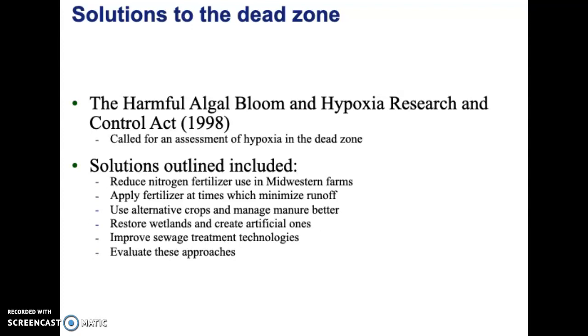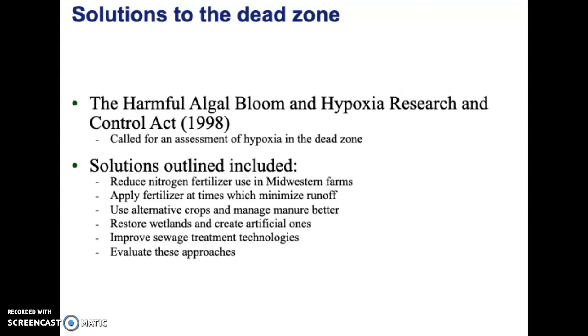Algae Bloom Control Act include reducing nitrogen fertilizer use in the Midwest, applying fertilizer at times which minimize runoff, such as not in the rainy season and not when the ground is not able to soak up very much of the phosphorus and other fertilizer components like nitrogen. We can use alternative crops instead of just trying to pump more fertilizer onto an area, and manage our manure better so that we don't have a lot of the phosphorus that's found in animal excrement running off into streams and lakes like the Mississippi River.